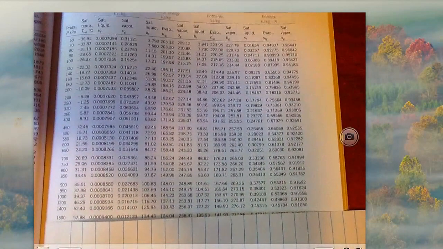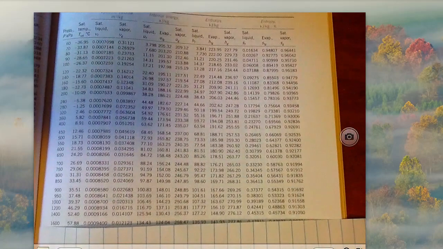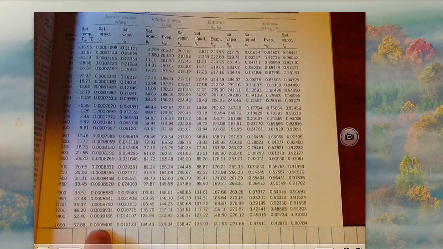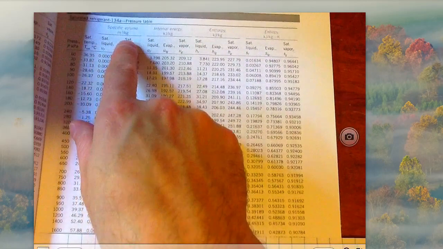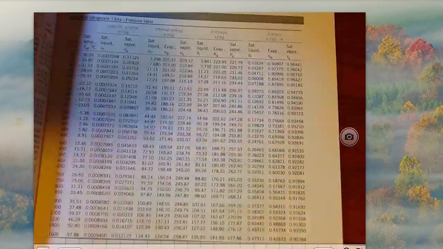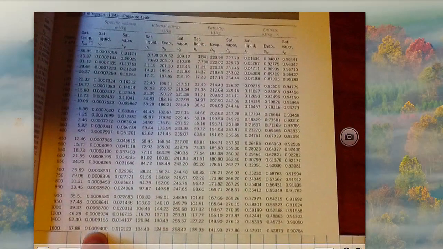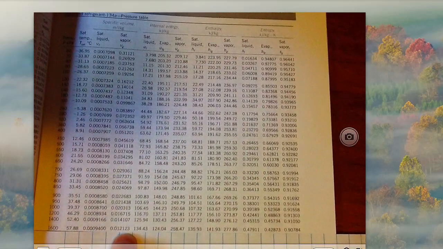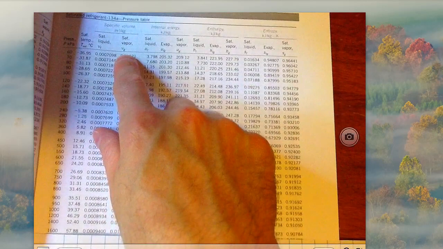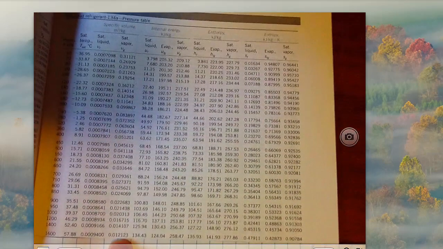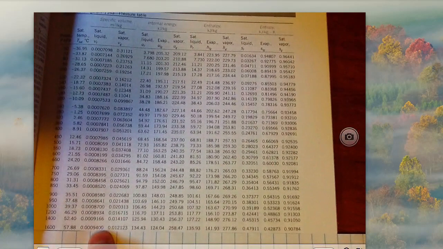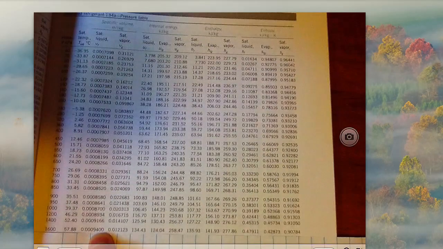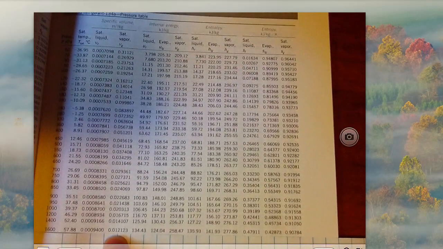kPa, and you'll notice that in this column is my saturated liquid specific volume, v_f, given at 1600 kPa, and right next to it is my saturated vapor specific volume, v_g, at 1600 kPa. Those are the two values that I'm going to write down: 0.0009400 and 0.012123. So let's go ahead and write those down.